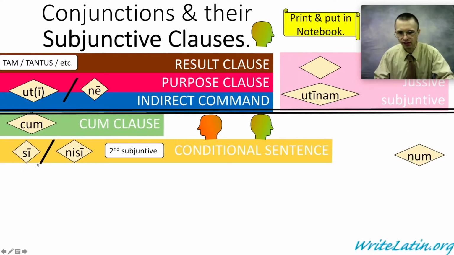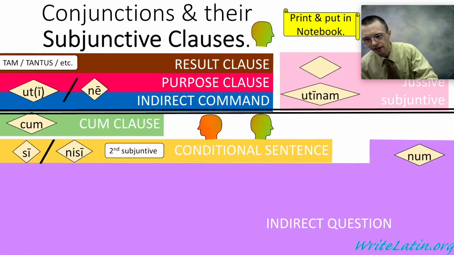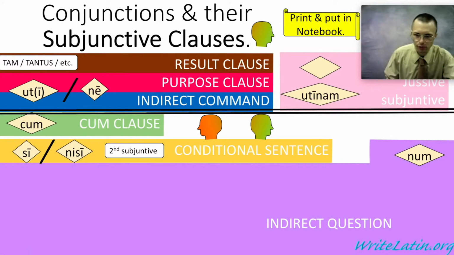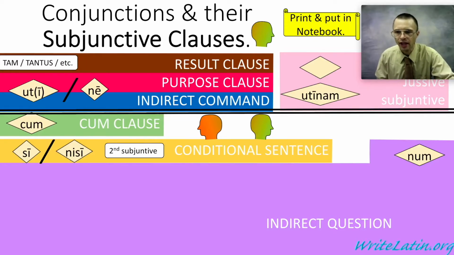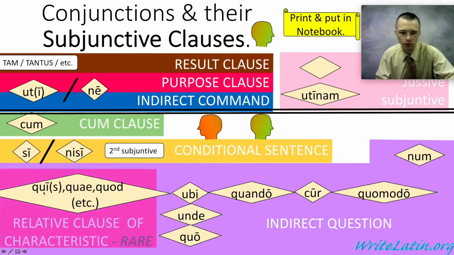Num is kind of like if. Num ... an means whether or, but it's not usually used in conditional sentences so much. That's used more in the next big kind of clause, which is indirect questions. Now, indirect questions usually use any of your 6 famous interrogatives: who, what, where, when, why, how, or any form of those, like where from or where to, or feminine, for instance, or whose, or to whom, dative. So any of these, indirect question.